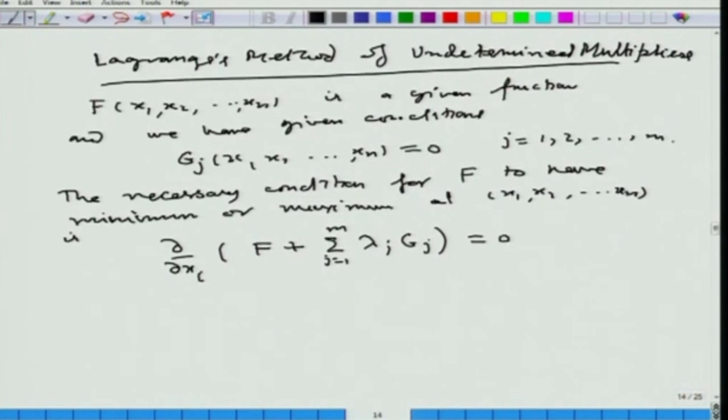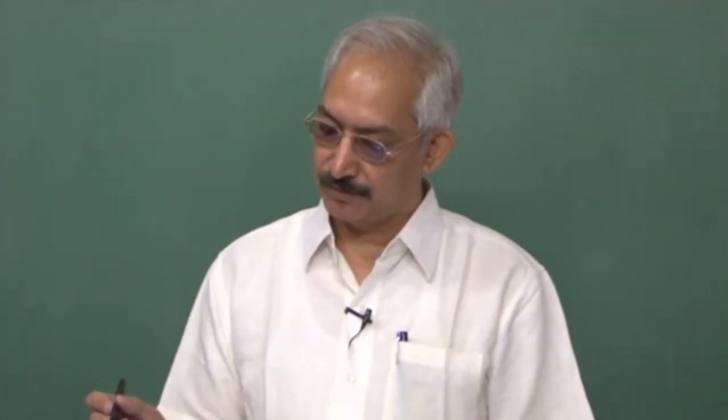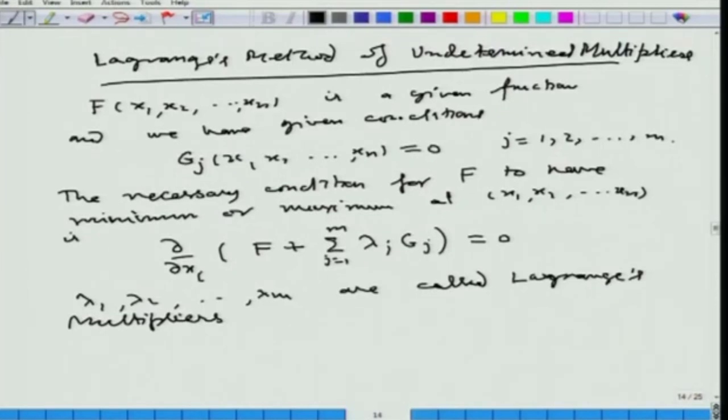Here these lambda_1, lambda_2, ..., lambda_m are called Lagrange's multipliers. These are unknown and they are to be found in addition to the points of minima or maxima. So, when we want to find the points of minima or maxima of this function f, where these m conditions are given, these are to be satisfied by the points where f attains minima or maxima.